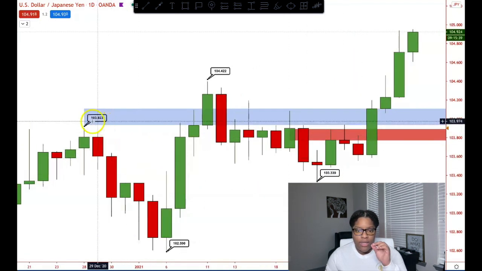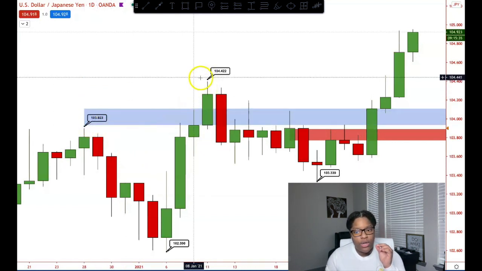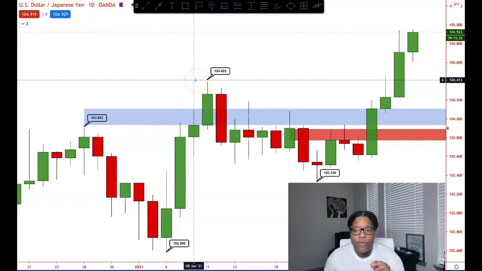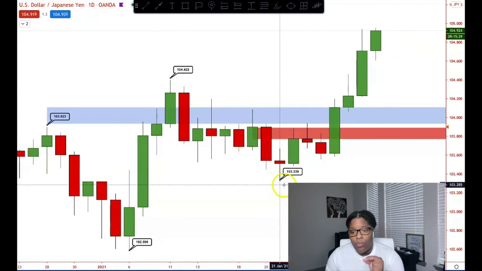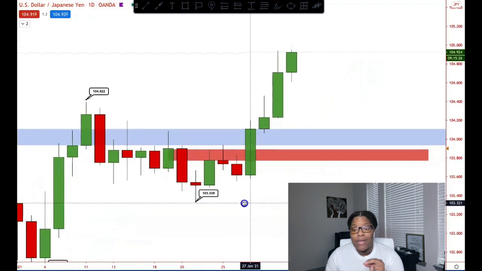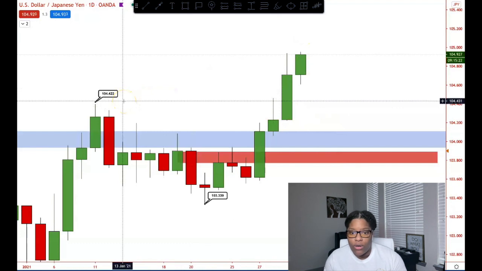If I just scroll to the left a little bit, you guys are going to notice that the last lower high was at 103.923. Then price made a new higher high at 104.422. Now price pushed down and made a low at 103.339. But now price has passed 104.422. What this means is that there is more demand for the dollar over the yen at the current moment.